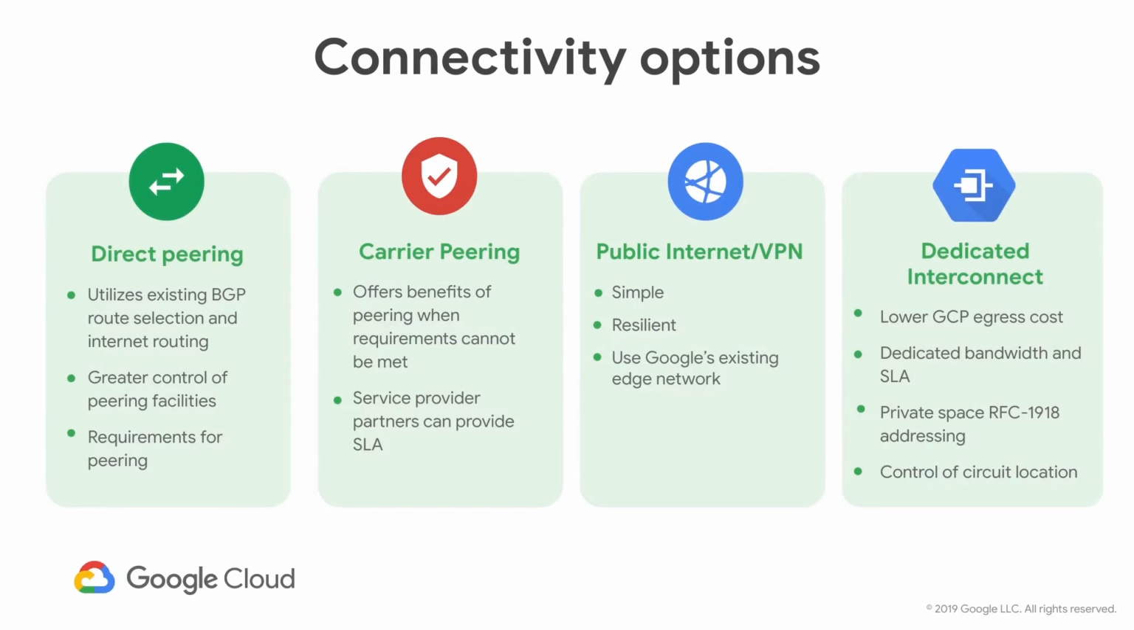Yeah, absolutely. Connectivity options. There's a variety of different ways that customers can get connected into GCP, everything from direct peering to carrier peering, public internet or VPN, and dedicated interconnects. We really encourage our customers to think about this early on, as the process can take some time, depending on what the connectivity path is. But ultimately, we want to sit down and review all the different options, and then start to think about what the long-term connectivity path and options are going to be.